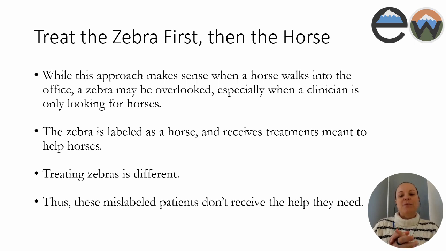Now, if a zebra is labeled as a horse and receives treatment for a horse, it might not help. It actually might help in some cases. So treating zebras can be different, but not always. And we have to remember that, right? So we want to make sure that we're giving them the right help for the right condition. So in other words, if you have a zebra and a horse that both walk in with a cold, which is the horse's problem, that horse treatment might be helpful, right? So we don't necessarily want to lose the idea of helping the horse.